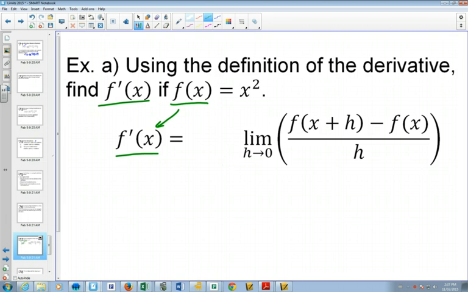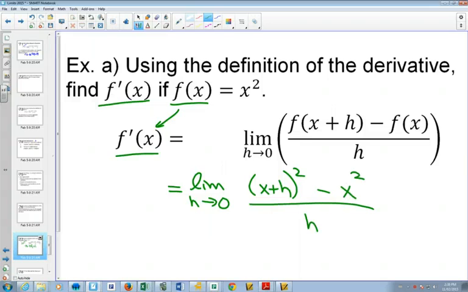Okay, so f prime of x. So step one, we are going to plug in our function. So I'm going to write an equal sign here. I'm not going to rewrite f prime of x each time. I do have to write the limit as h goes to 0 each time until I evaluate the limit. And now what I'm going to do is I'm going to plug in. I have an x plus h inside of my function. My function squares things. So I'll have x plus h squared. Then I'll minus an f of x, which is x squared, all over h.